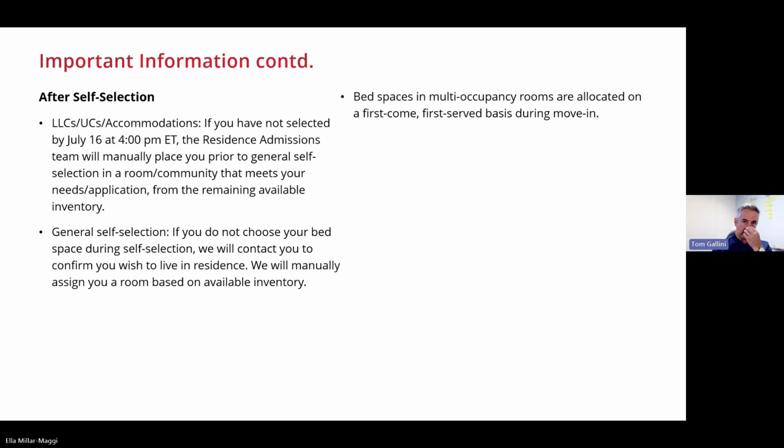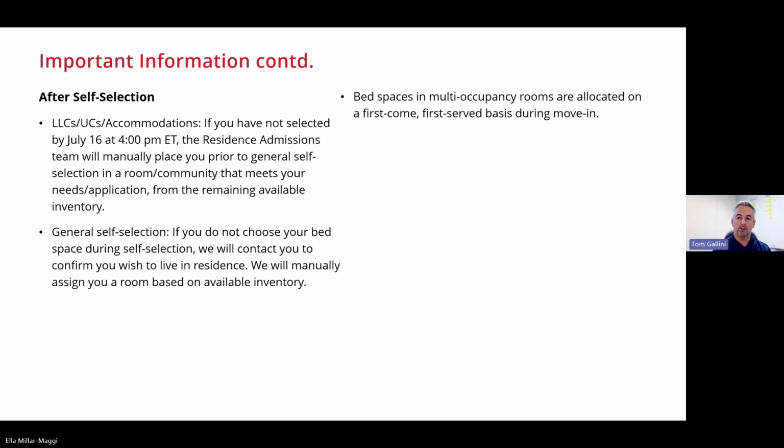So after self-selection, if you've not selected and you're in a living learning community, unique community or accommodation, then we're going to manually place you. That's because we need to make sure that you're in the space that meets your application requirements or your accommodation. For general self-selection, if you don't choose your bed during self-selection, we're going to contact you to confirm that you wish to live in residence. Maybe something changes, and so then we will manually assign you to a room based on available inventory.